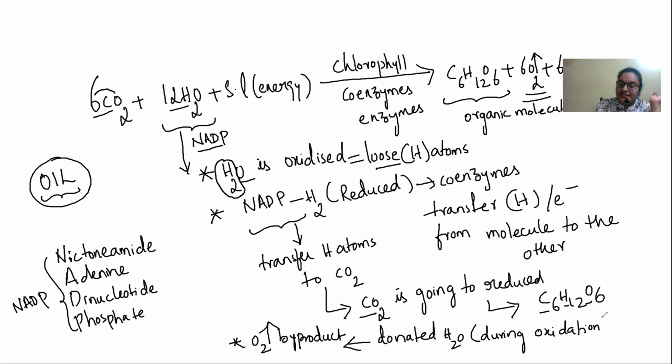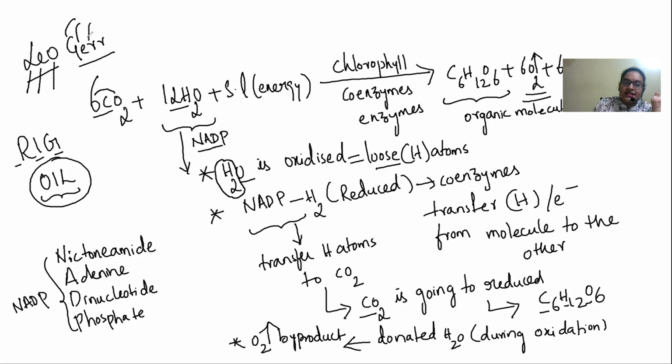So remember, children, we'll see another analogy: reduction is gaining of electrons. There is another thing, like we can even have Leo, the lion, who is going to give you a grrr sound: Leo grrr. Loss of electron is oxidation, gaining of electron is called the reduction process.